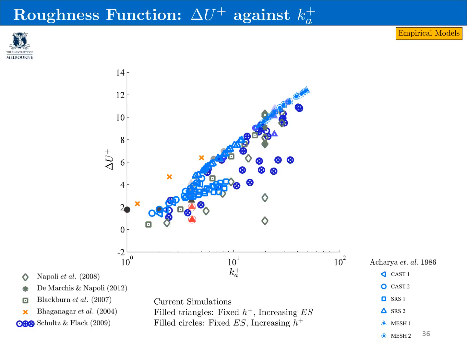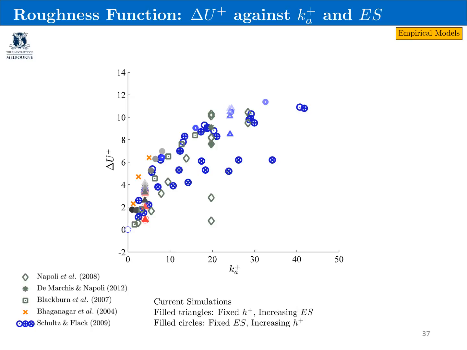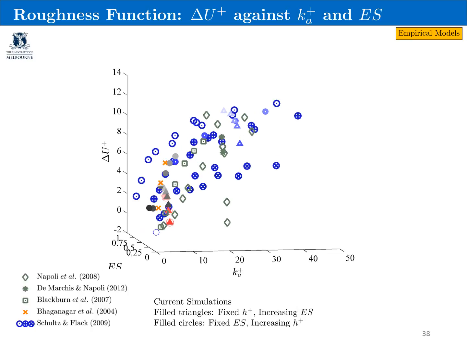Now, plotting the roughness function against ka+ and adding Acharya's data and changing the linear x-axis to a log axis, we observe that there are certain surfaces which scale very well with ka+, and there are some surfaces which don't. It is found that these surfaces are surfaces with very low Es and appear to be wavy and undulating. These surfaces do not behave like a typical roughness. Therefore, we have shown that Es is also an important roughness parameter. Now, we can then plot the roughness function against both Es and ka+ on a three-dimensional plot.